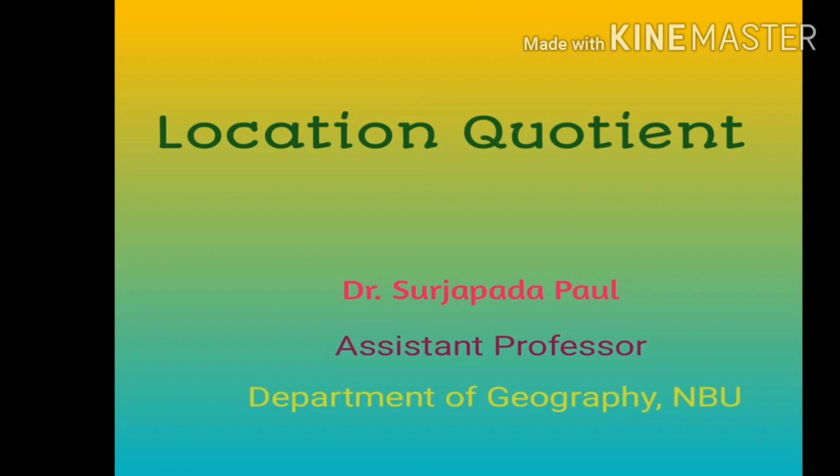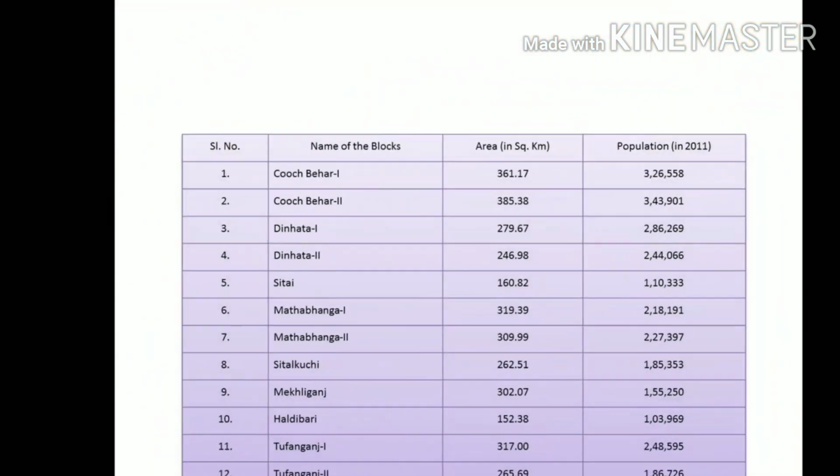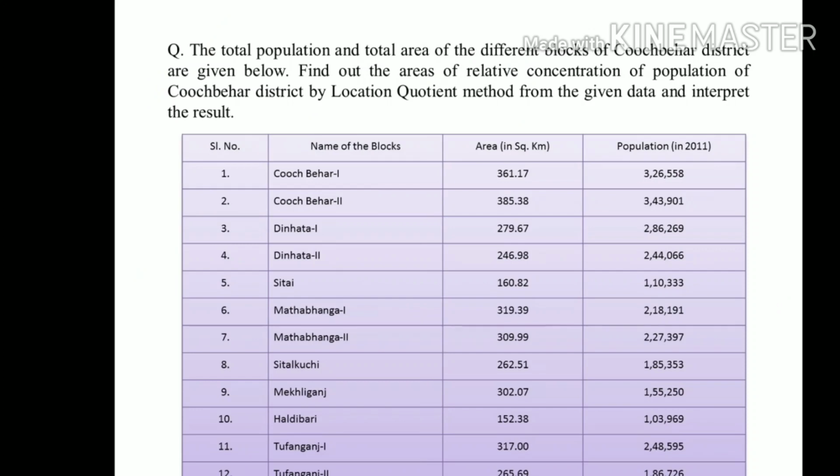Now I will discuss how to calculate location quotient. Let's start with a question. The question given here is: the total population and the total area of the different blocks of Coochbehar district are given below. Find out the areas of relative concentration of population of Coochbehar district by the location quotient method from the given data and interpret the result.